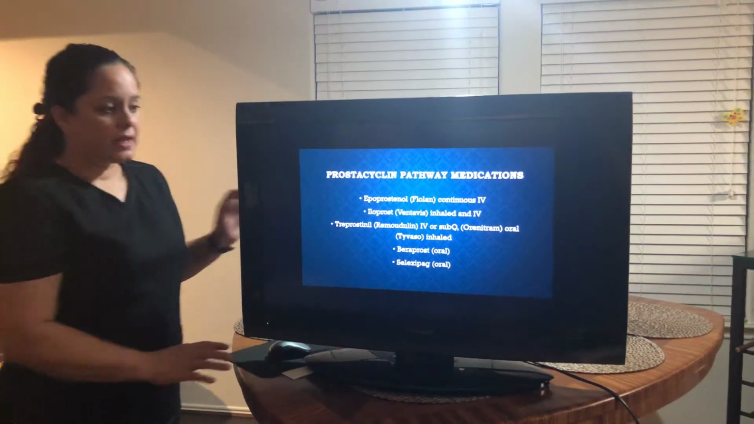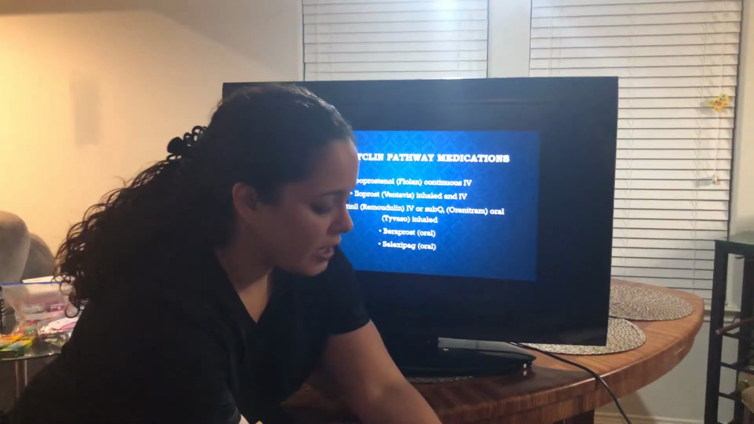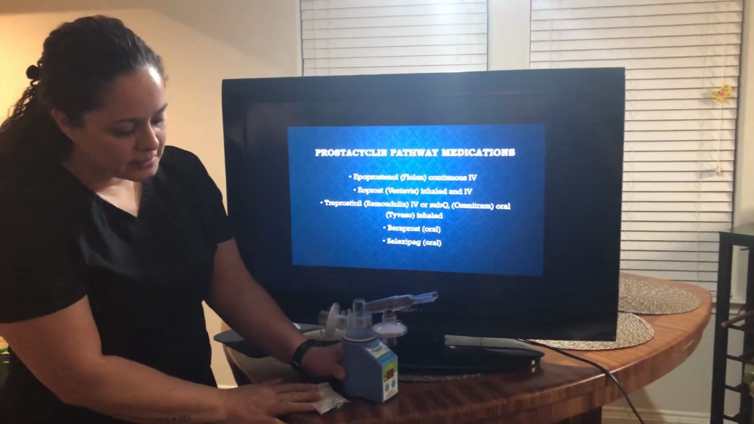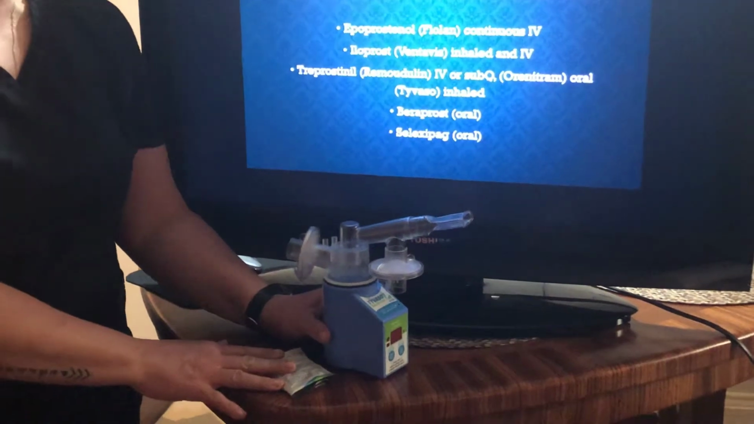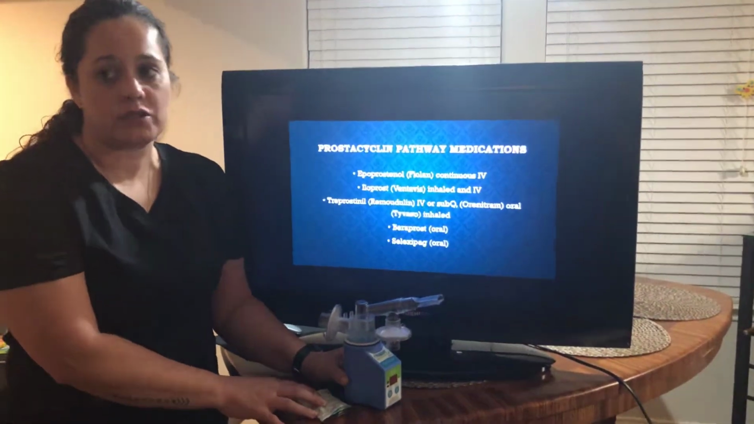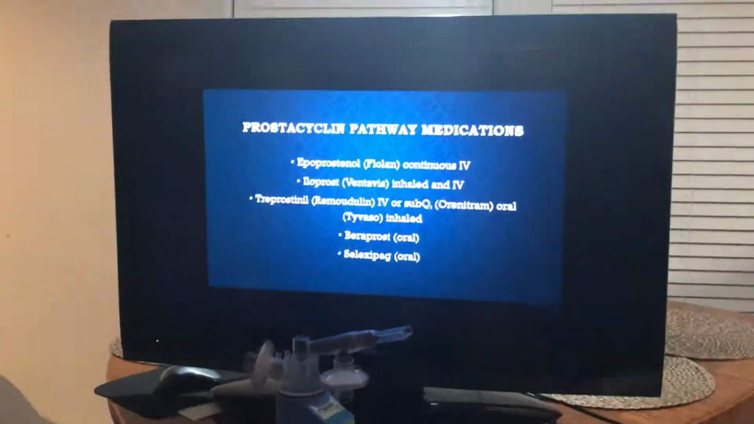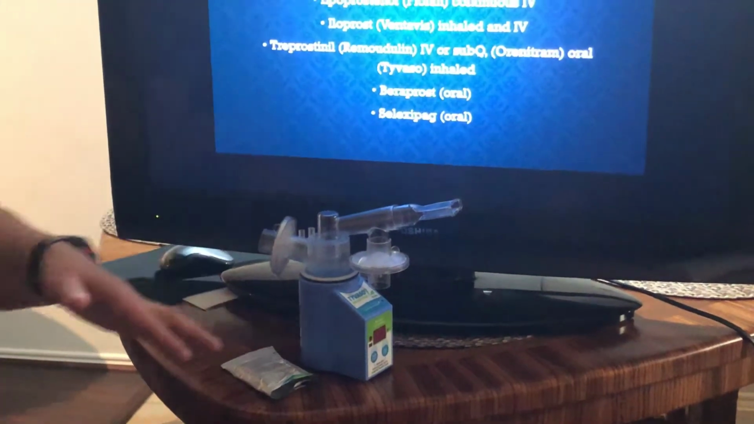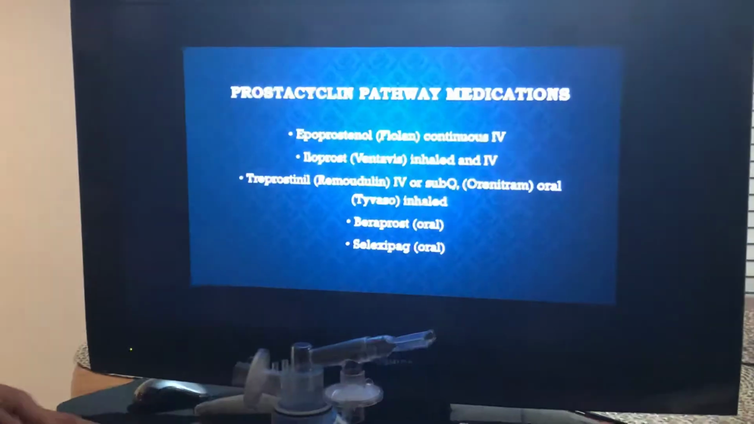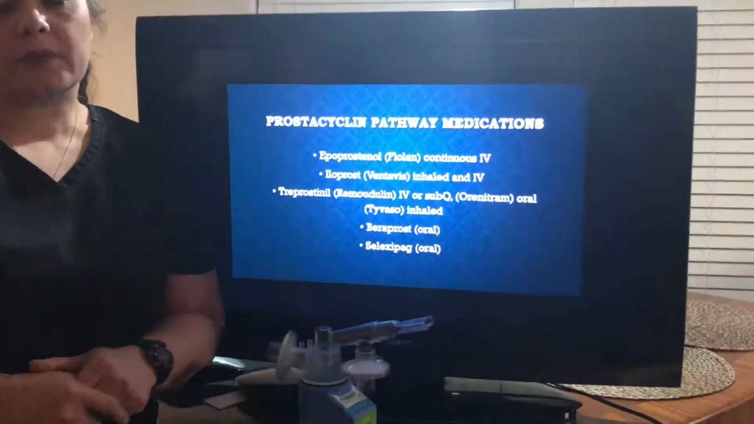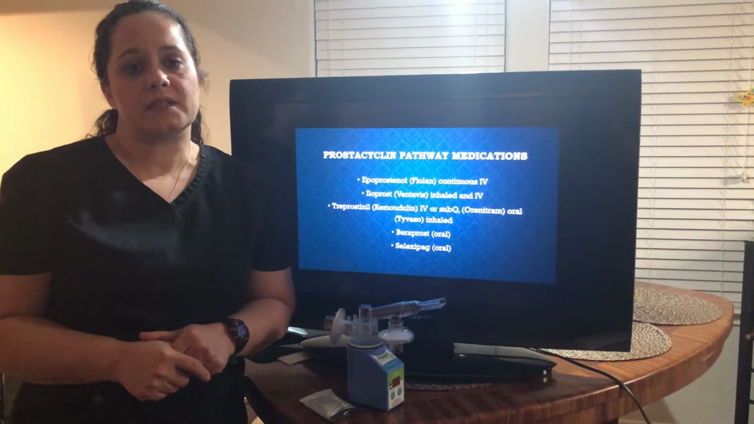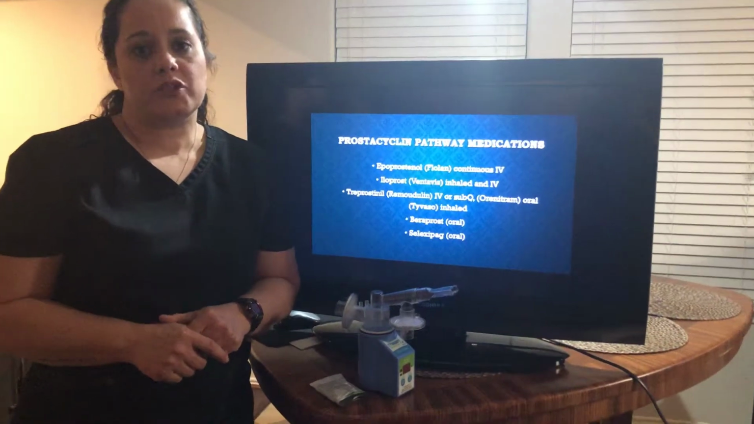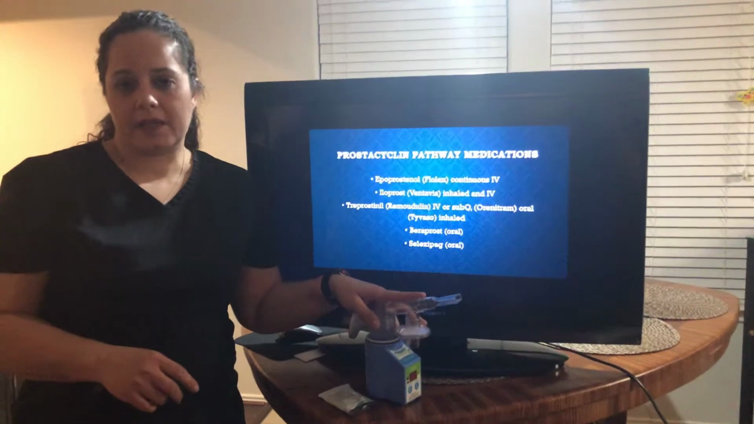And then we have the prostacyclin pathway medications. These are IV or sub-Q and also inhaled versions. This is an example of the medication used to deliver Tyvaso, one of the inhaled medications. The goal of these medications is also to increase the ability to exercise. Side effects can include headache, diarrhea, nausea, jaw pain, flushing of the skin, dizziness, muscle joint pain, and increased cough and GI irritation, especially with the inhaled versions.